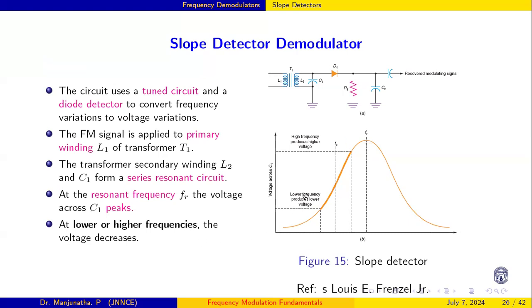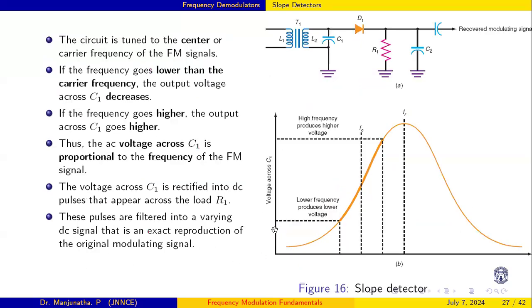At lower or higher frequencies, the voltage decreases. The circuit is tuned for the carrier frequency. If the frequency is lower than the carrier frequency, this is FC, lower than this it goes on decreasing, and the voltage across C1 decreases. Above this, it goes on increasing. If the frequency goes lower than the carrier frequency, the output voltage decreases. If the frequency is higher, it goes on increasing, and the output is higher.